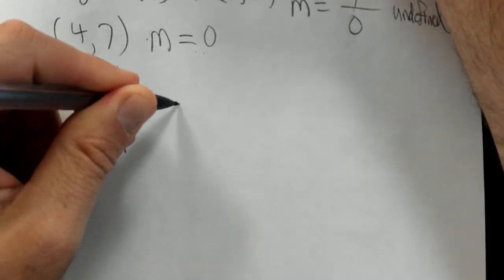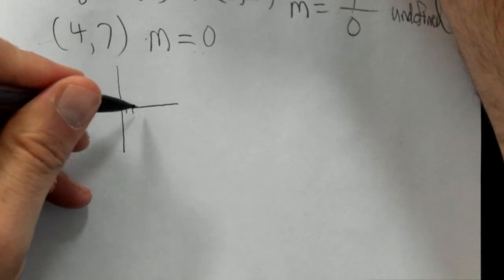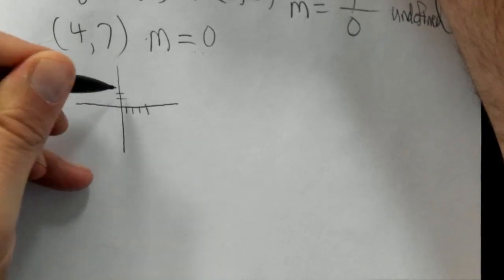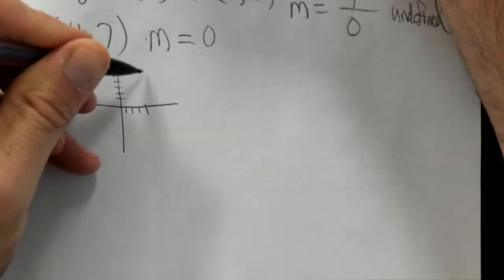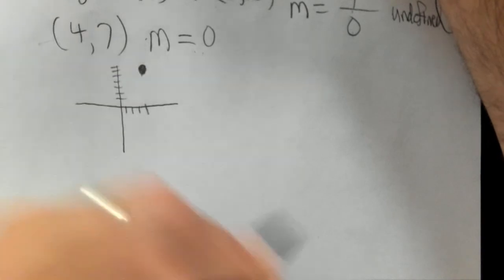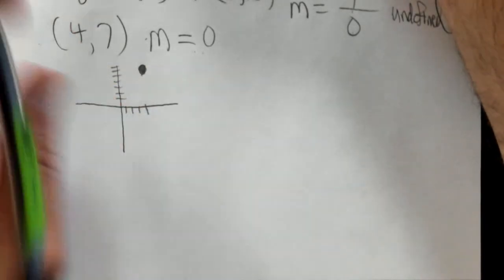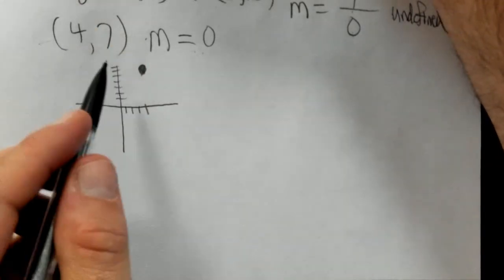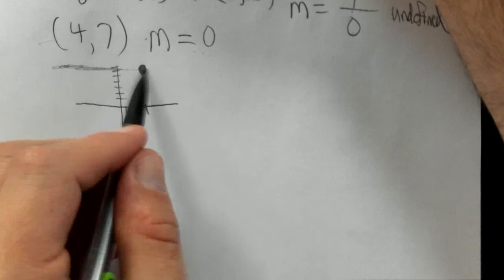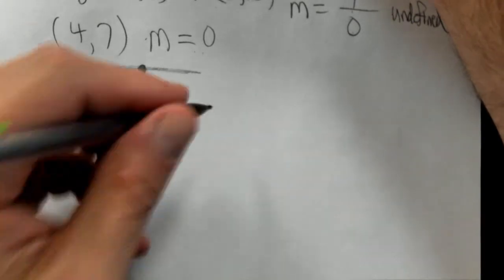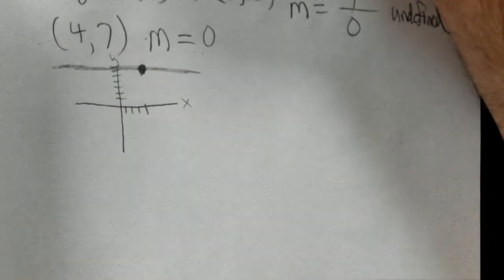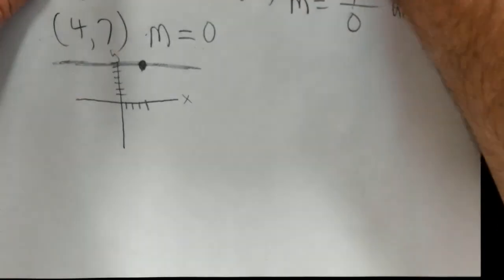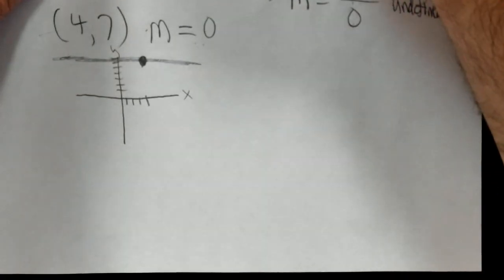All right, so here is my point. It's at 1, 2, 3, 4, 1, 2, 3, 4, 5, 6, 7. Okay, so there's my point. My slope is 0. Remember, a line with a slope of 0 is a horizontal line. So really what I've got here is a horizontal line that goes through this point. Okay, so remember this is my x and y axis. And so the question is, what is the equation of this line going to be?